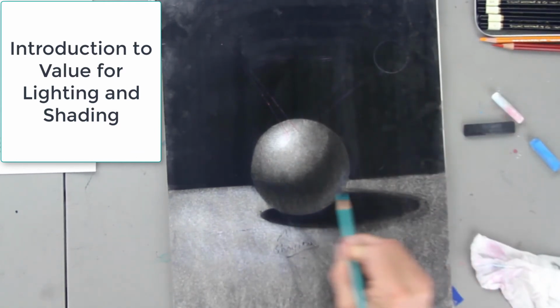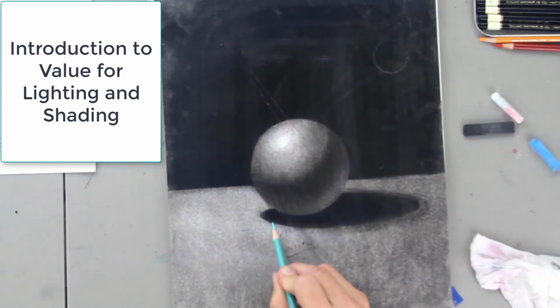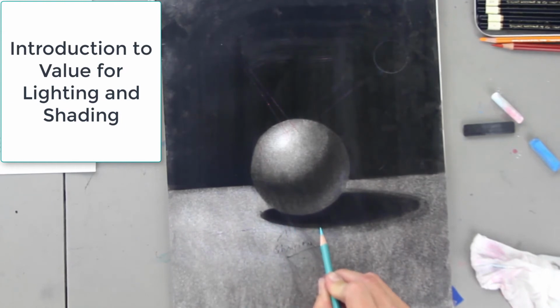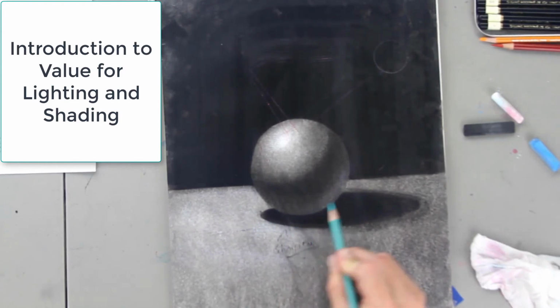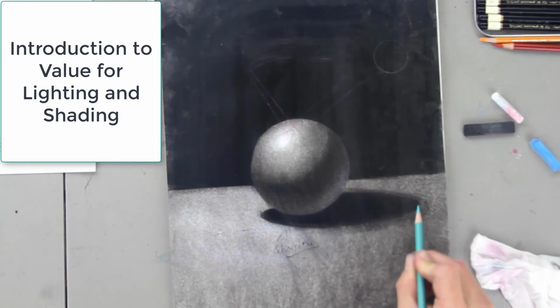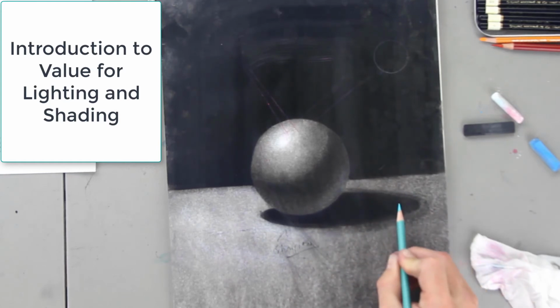And this represents our cast shadow, which must remain tighter and sharper right through here, closer to the object, and it will delineate and get diffused the further it is from the object.